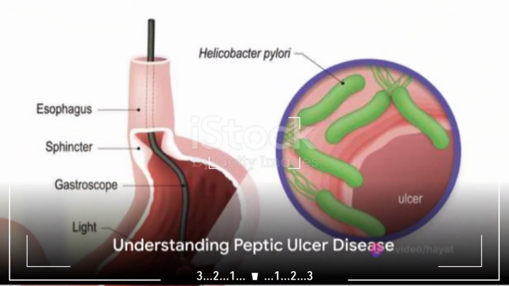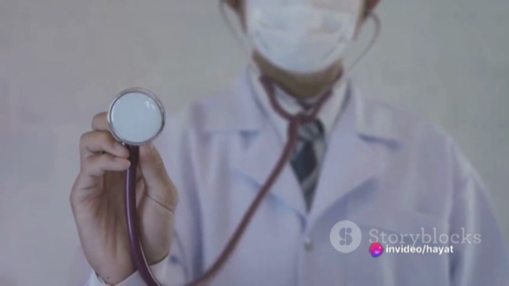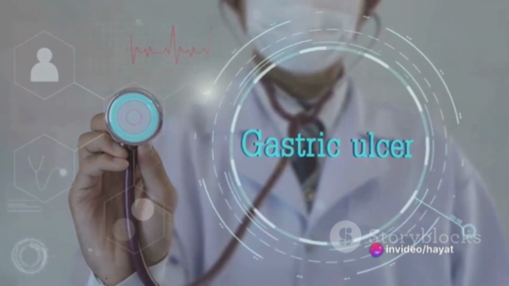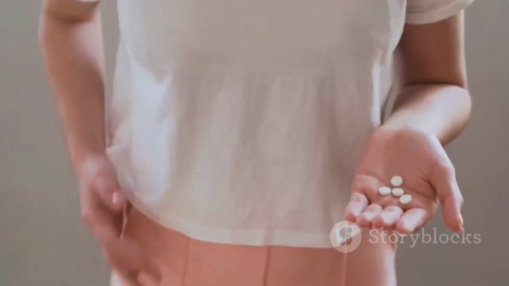Have you ever wondered what causes peptic ulcer disease? It's a common condition that affects millions around the globe, but the intricate mechanism behind it may surprise you. Peptic ulcer disease, or PUD for short, results from an imbalance between protective and destructive factors in the gastric mucosa, the lining of the stomach and duodenum.